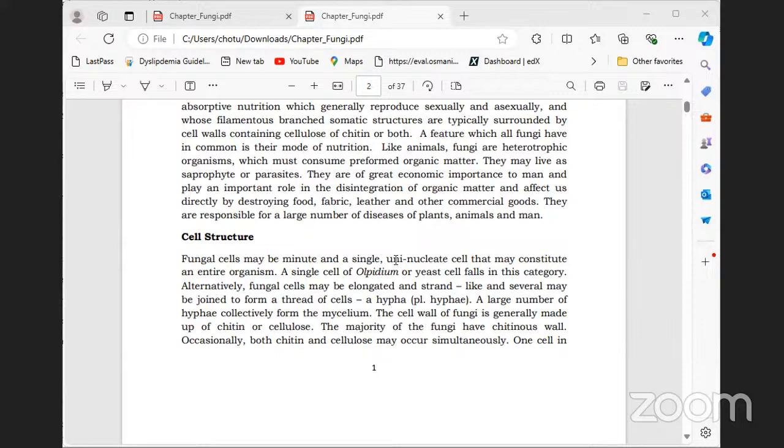Next point: a large number of hyphae combine as a group collectively to form one structure. That structure is called the mycelium. And here, the important point: the fungal plant body is called mycelium.